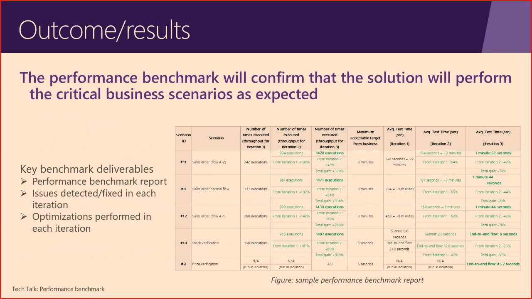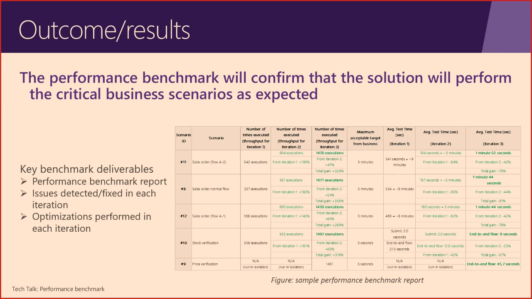So the outcome and the result, it's usually three main things. It's going to be a performance benchmark report where you will see the different scenarios, like different sales order flow, for example, or a stock verification, a price verification.